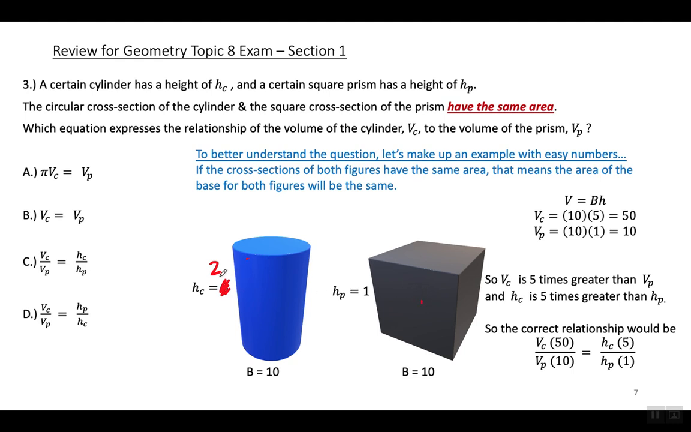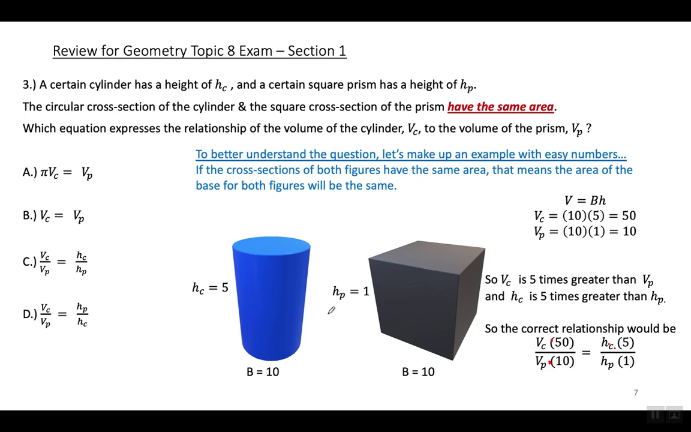And the height of this one is 2 and the height of this one is 1. Basically everything here is double this one. This relationship still would have been the same, except this would have been a 20 and this would have been a 2. But my point is to try to illustrate how this relationship works, that the volume of the cylinder compared to the volume of the prism will equal the height of the cylinder compared to the height of the prism.